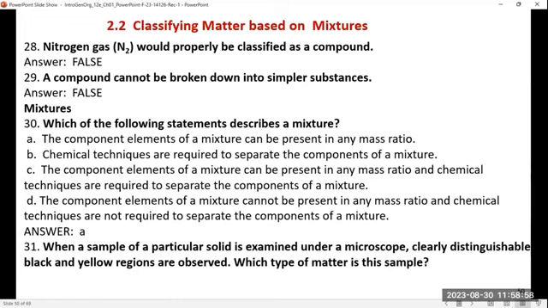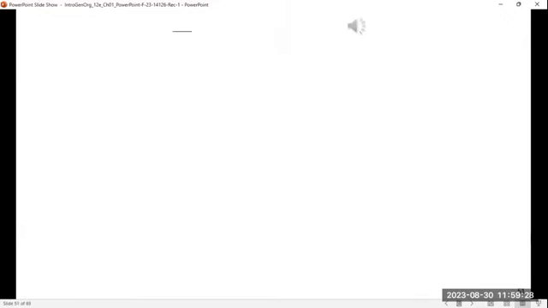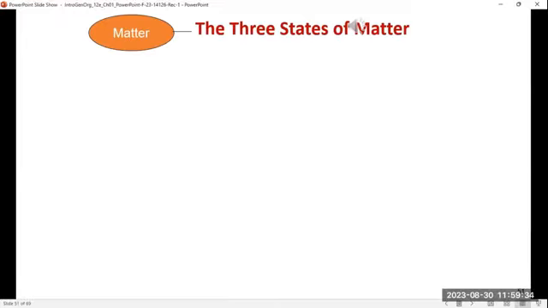When a sample of a particular solid is examined under a microscope, clearly distinguishable black and yellow regions are observed. This is the example we talked about, iron and sulfur. That's a heterogeneous mixture. Clearly visible areas mean the sample's components are not distributed homogeneously. Therefore, the answer should be a heterogeneous mixture, which is choice D.